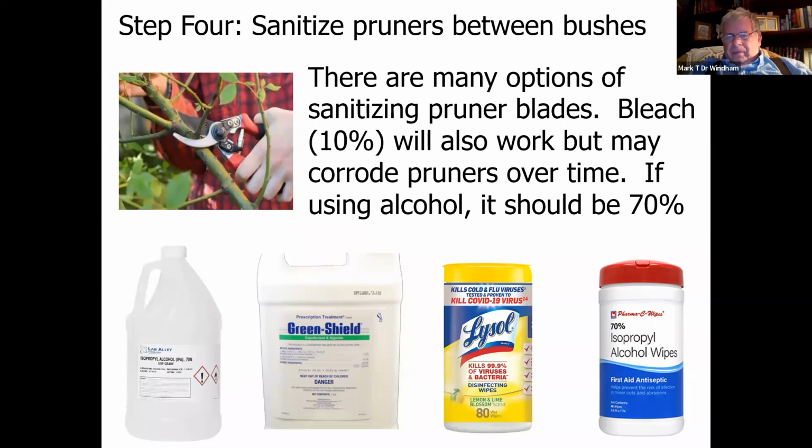50% is, I won't say it's useless, but it's close. And you can buy 50% rubbing alcohol. There's really no need for that. They do it because people buy it because it's cheaper and they don't realize it's not working very well. 70% has been shown in scientific studies to be the optimum amount of alcohol for killing bacteria and inactivating viruses. Okay?